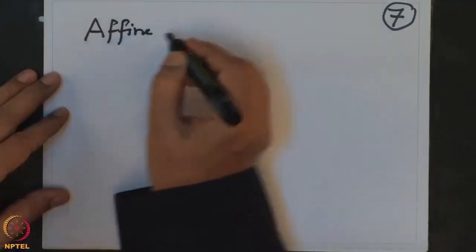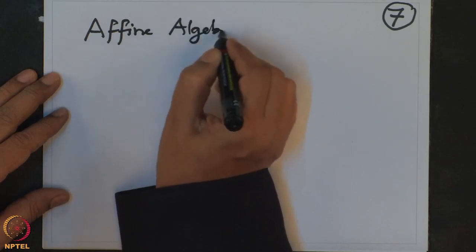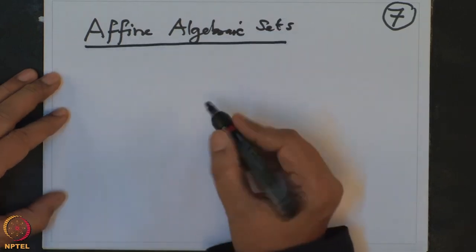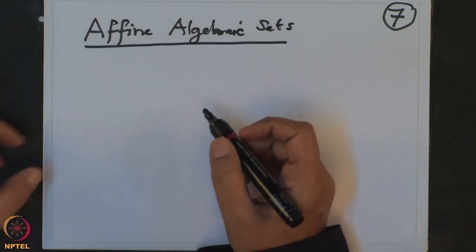All right. I want to define now what is the Zariski topology on k power n. But before I do that, I want to also consider the polynomial functions, but maybe I do this later. So I want to define now what are so-called affine algebraic sets. And these affine algebraic sets will give us a topology, and that topology will be called the Zariski topology.